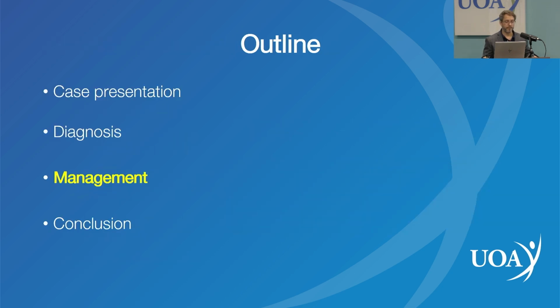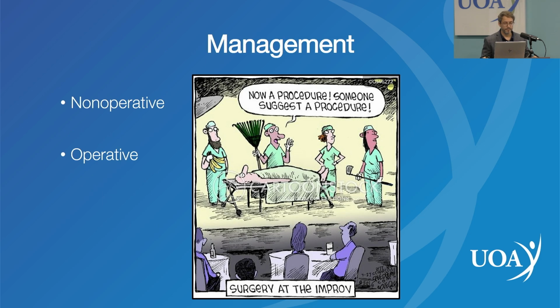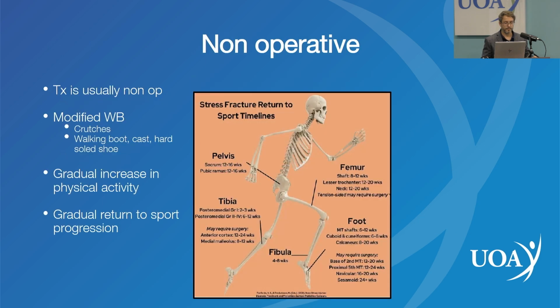What do we do about these? There are non-operative treatments and operative treatments. Treatment is typically non-op. We start by modifying weight bearing, whether using crutches for non-weight bearing or partial weight bearing, as well as possible immobilization with a walking boot, cast, or hard-soled shoe. Afterwards, once the initial modified weight bearing period is over, we increase physical activity and return to sport.